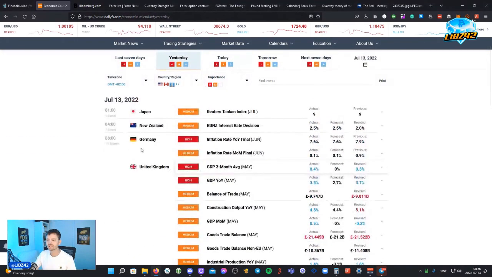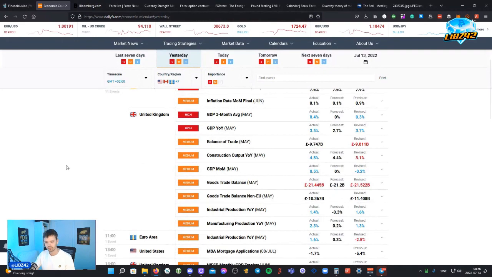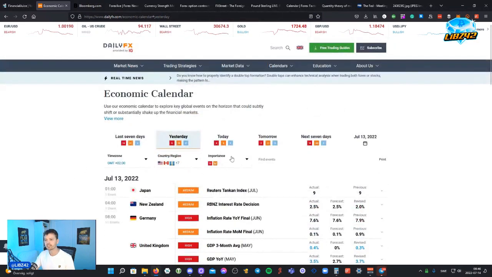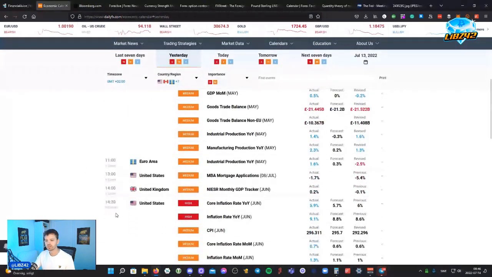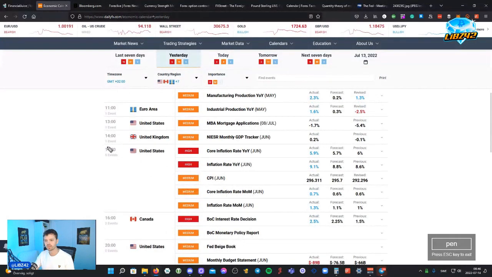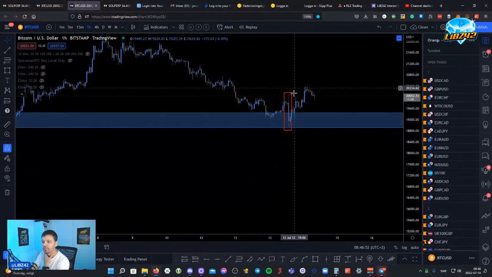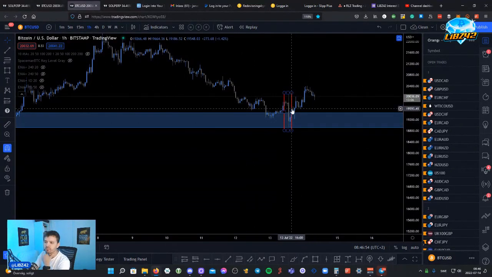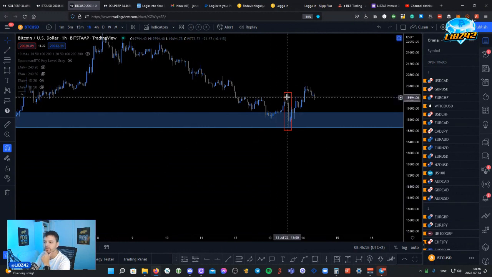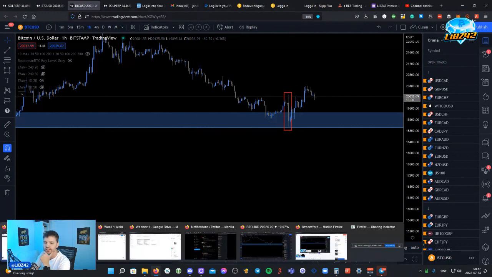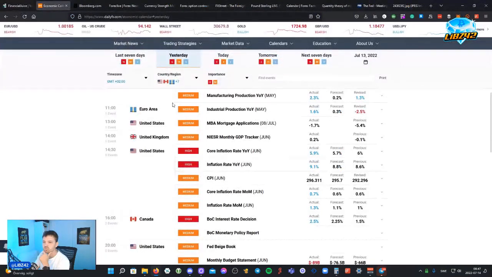We can go and look at yesterday. So yesterday we had the CPI, which was right here at 14:30 my time, which is UTC +2. And you can see that that coincides with the move that we had on Bitcoin right here. All right. So that's why it's very, very important to keep note on these news events to make sure you're not getting stopped out. So that's what I would recommend.